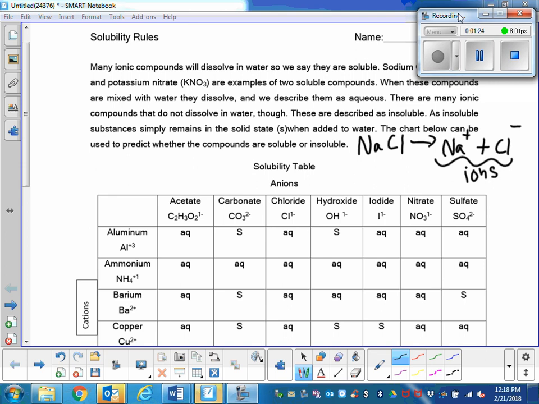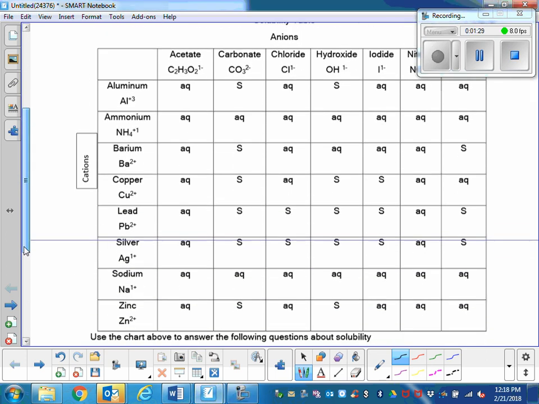So, there are a large number of ionic compounds that can be formed. These are all the metals, the cations. These are all the polyatomic ions that you have memorized. There are a lot more, but we have a couple of them. A plus can combine with a minus and make a compound. Now, some of these compounds dissolve, and some don't dissolve.